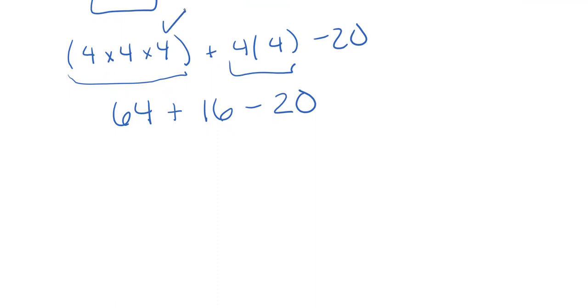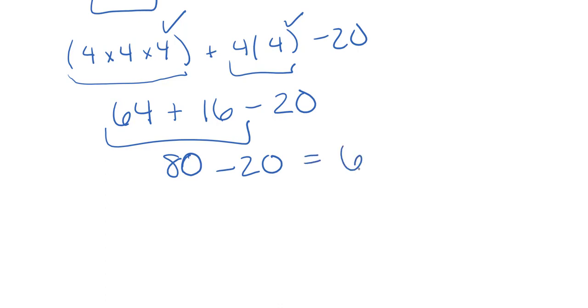So we did exponents and multiplication, so the only steps left are adding and subtracting. We have 64 plus 16, which would be 80, minus 20, so that would be 60, and that is our final answer.